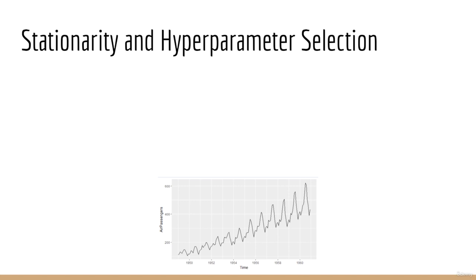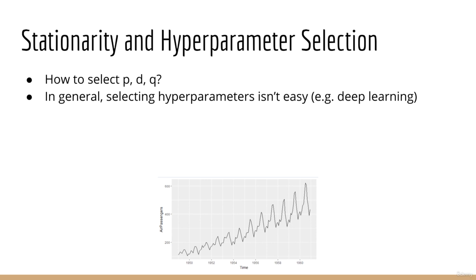In this lecture, we are going to discuss more on the topic of stationarity. Previously, we looked at how different kinds of ARIMA models might fare on the airline passengers dataset. Of course, we were just guessing. It's not easy to tell what are the right orders to use when fitting an ARIMA model. In fact, this is the case in general for machine learning.